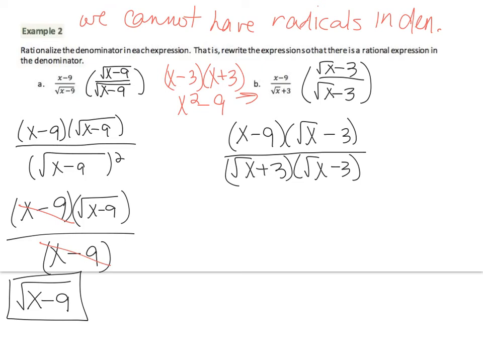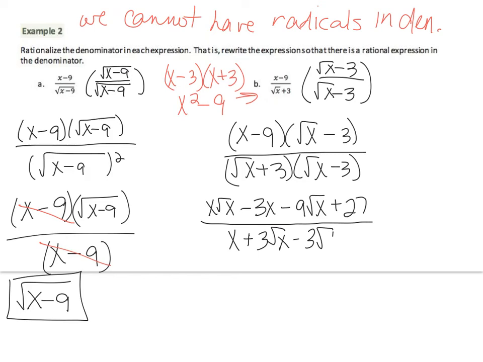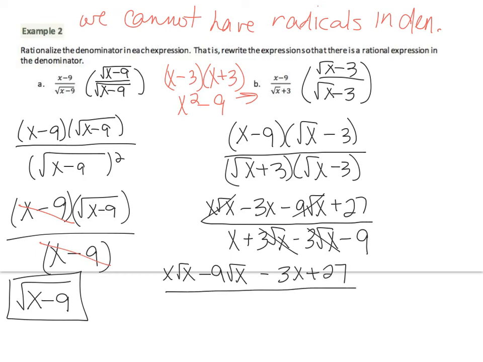So let's go ahead and FOIL the numerator first. X square roots of x, minus 3x, minus 9 square roots of x, plus 27. Now the denominator, square root of x times the square root of x is just plain old x. Then I get plus 3 square roots of x minus 3 square roots of x minus 9. Notice those cancel, and life is grand. The numerator is just a bit messier. I'm going to collect like terms. I have x square roots of x minus 9 square roots of x. I can't actually add those together, but they're near each other, which is nice. Minus 3x plus 27 all over x minus 9.